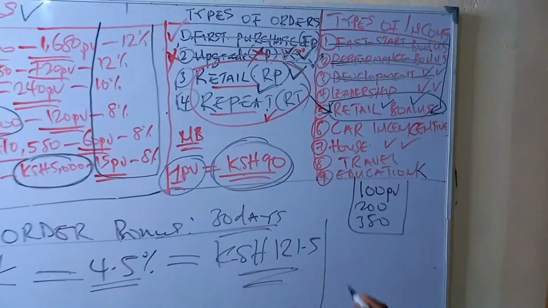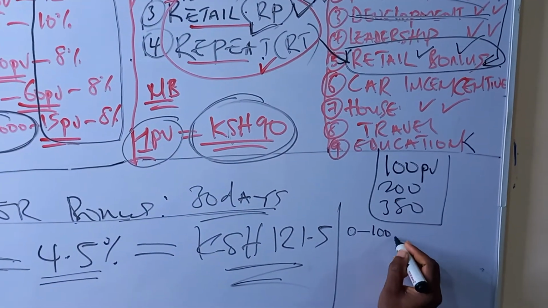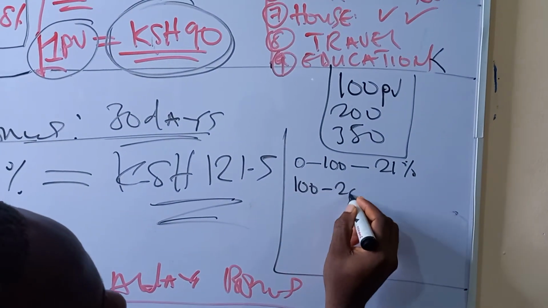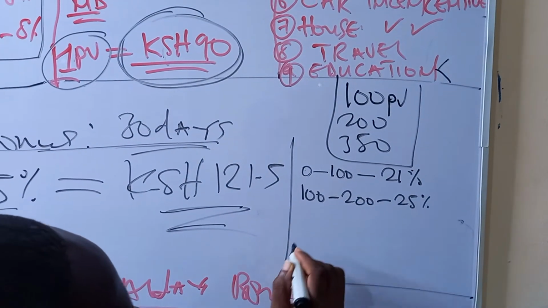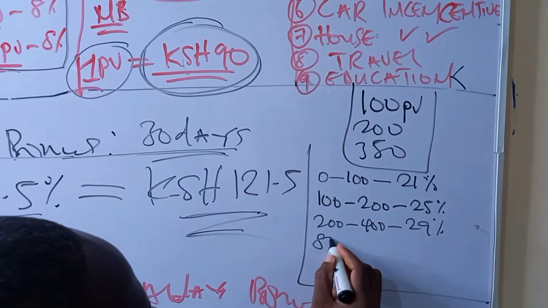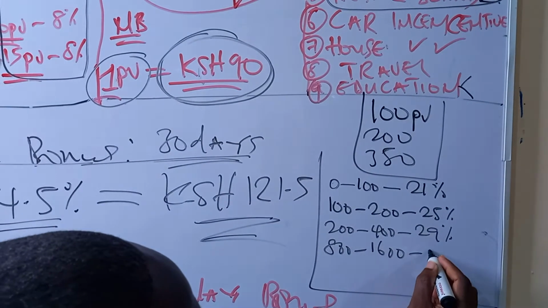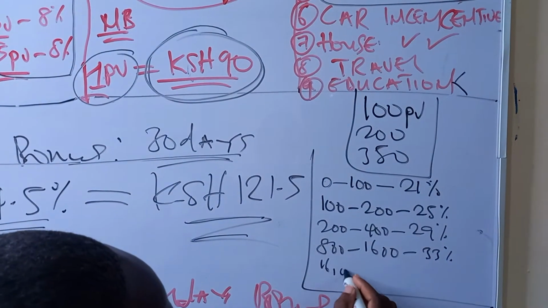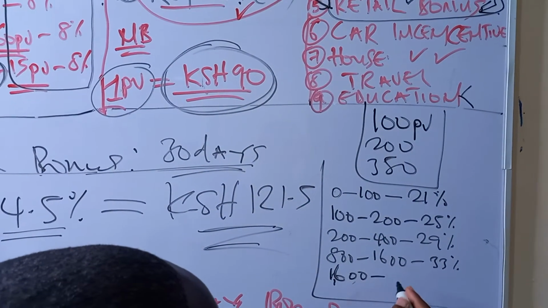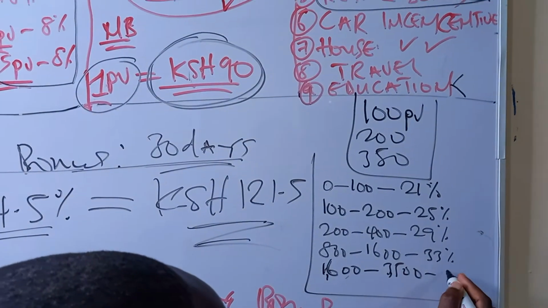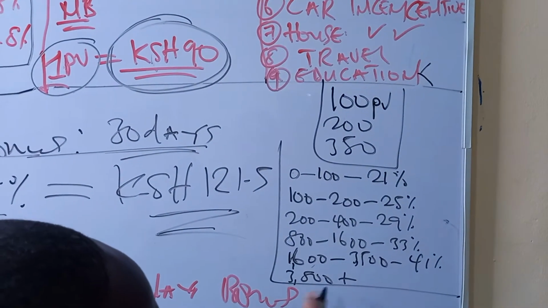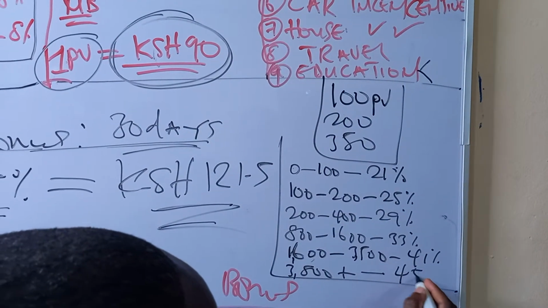Take note. Longrich says that if your excess is between 0 to 100, we are going to pay 21% of your excess. If your excess is between 100 to 200 points, we're going to pay you 25% of your excess. If your excess is between 200 to 400 points, we're going to pay you 29% of your excess. If it is 800 to 1,600, we're going to pay you 33% of your excess. If it is 1,600 to 3,500, we're going to pay you 41% of the excess. If it is 3,500 and above, we are going to pay you 45% of your excess.